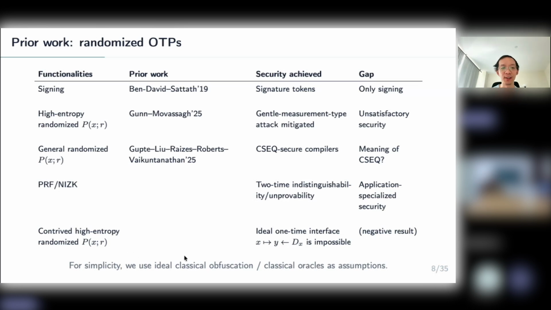Yeah, and for simplicity, throughout this talk, we will just consider classical ideal obfuscation or classical oracles as an assumption and not worry too much about the concrete assumption being used here, because we are interested in the general possibility of one-time programs, not what assumption you need to achieve them.